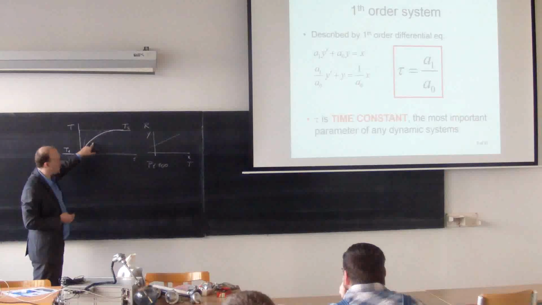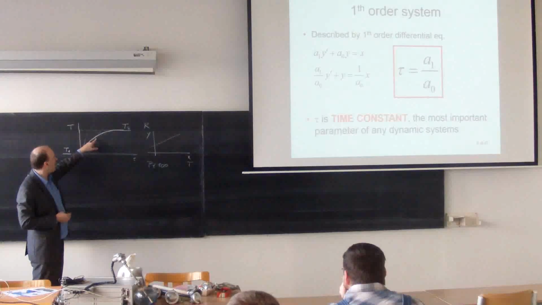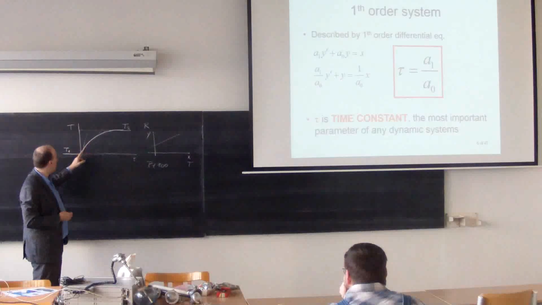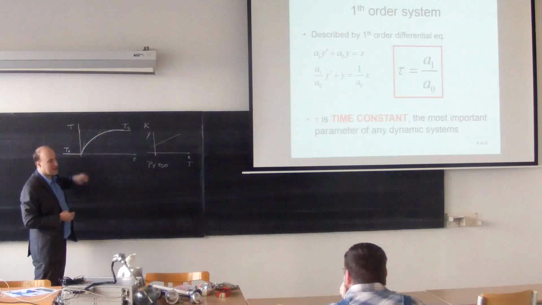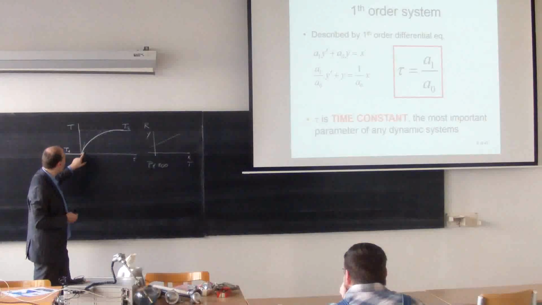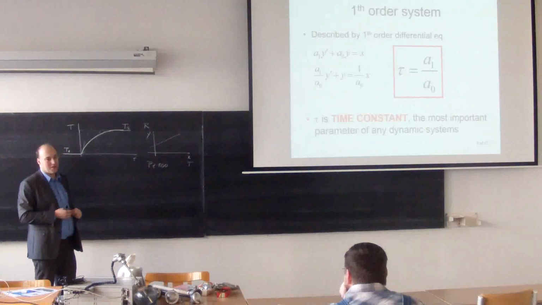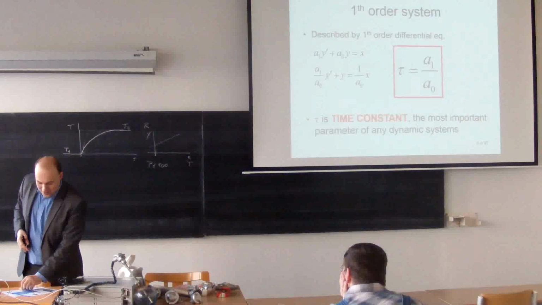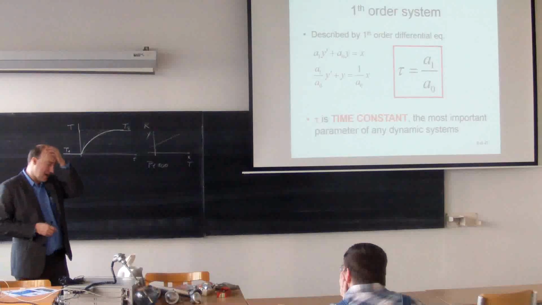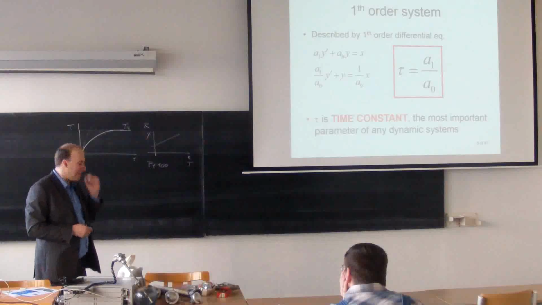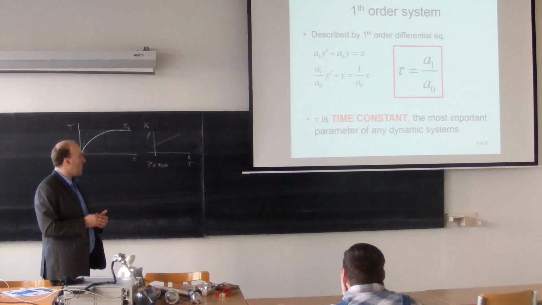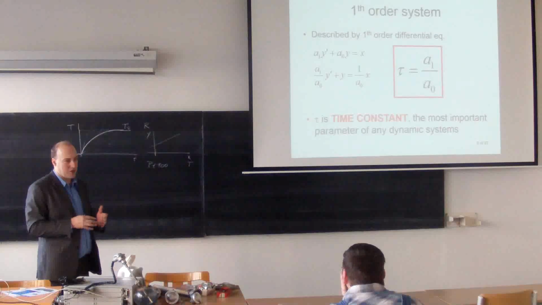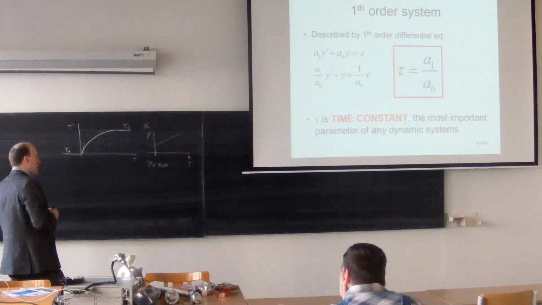So what will this curve look like? If the time constant is shorter, you will see something like that. If the time constant is longer, you will see something like this. So this is really the most important parameter of any dynamical system. And it will also be your task during one or two lab experiments to measure this time constant.